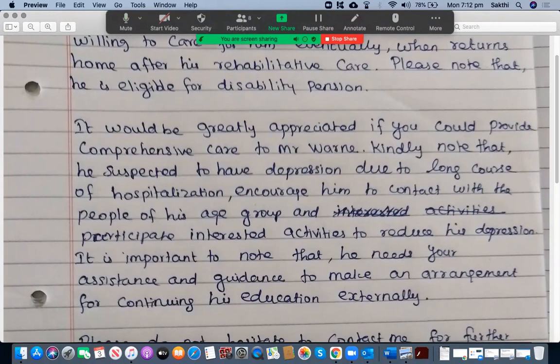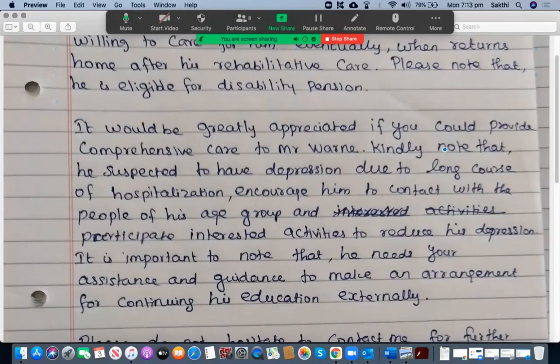Which means there shouldn't be a pause when we speak the whole sentence. It's very simple. Most of the sentences in the English language are written the same way we talk. For example, we don't say "please note... that he is eligible for disability pension." We will say "please note that he is eligible for disability pension" without any pauses in between. If you place a pause, then it is incorrect.